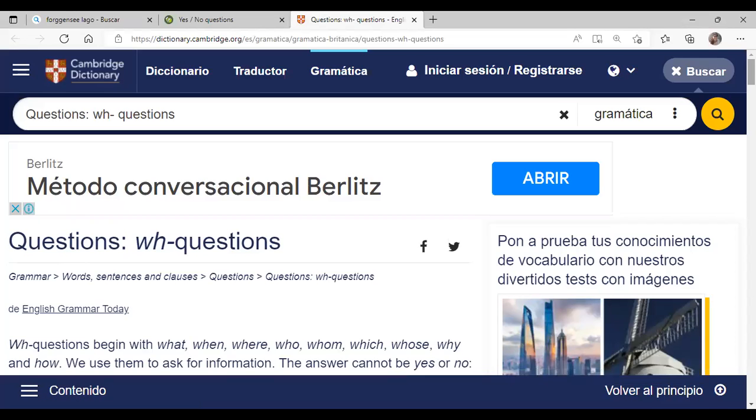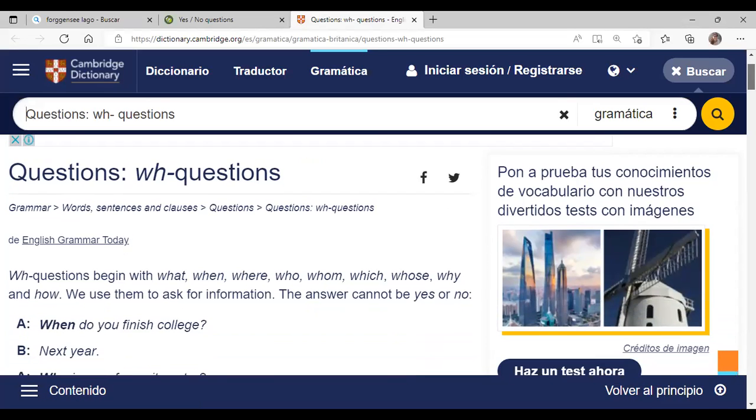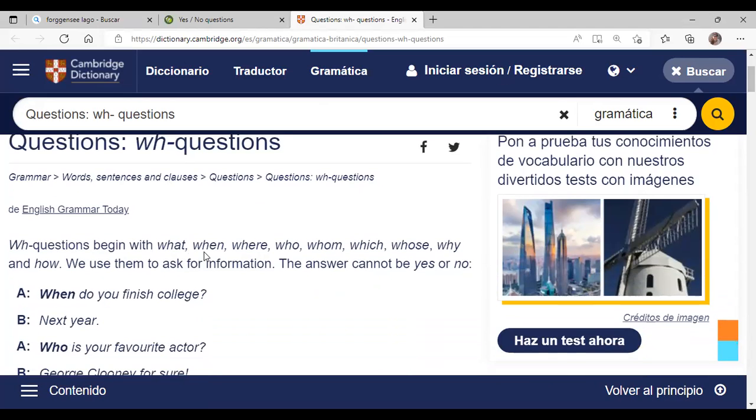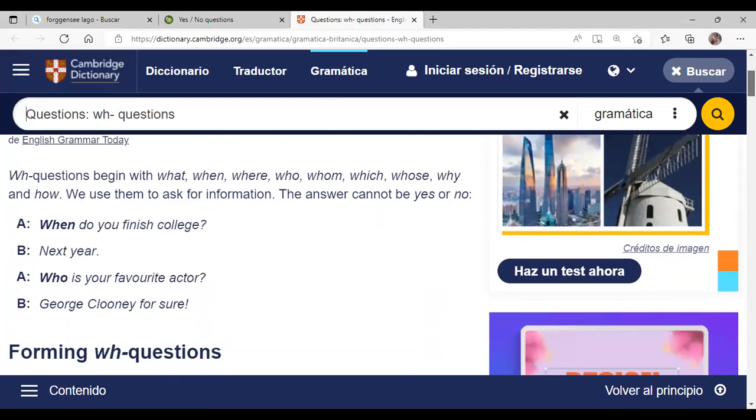WH questions. Remember the WH questions. WH questions begin with what, when, where, who, whom, which, whose, why, how, etc. We use them to ask for information. The answer cannot be yes or no, because remember that they are not yes-no questions. So here we have examples. When do you finish college? Next year. Who is your favorite actor? George Clooney, for sure.